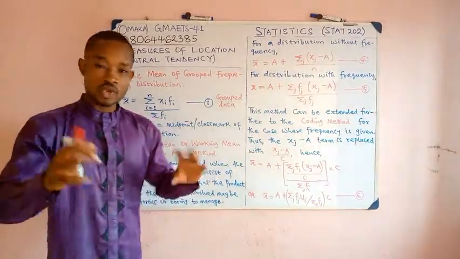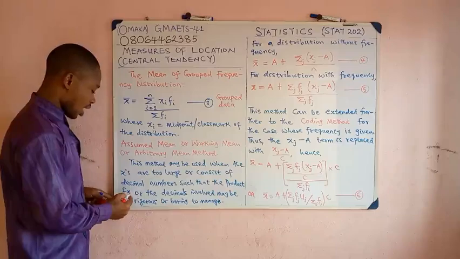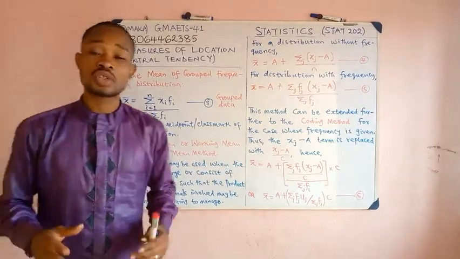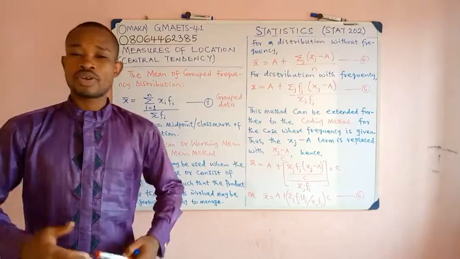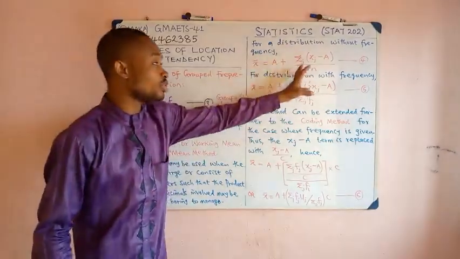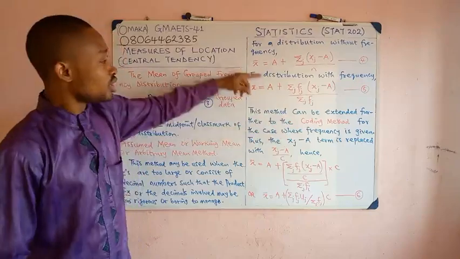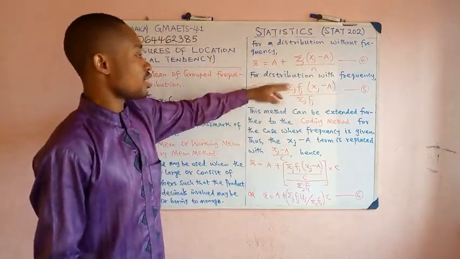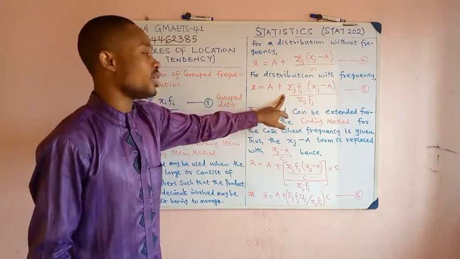And in such a case, if you're obtaining the product f times x, or perhaps if the distribution involves grouped data, the process of obtaining f times x might be too boring or rigorous to work on. So for that case, you might choose to use the assumed mean method. And for the assumed mean method, you have the formula here. This first one, which of course is the same as this, is the case where frequency is not given. And this is the case where frequency is given.